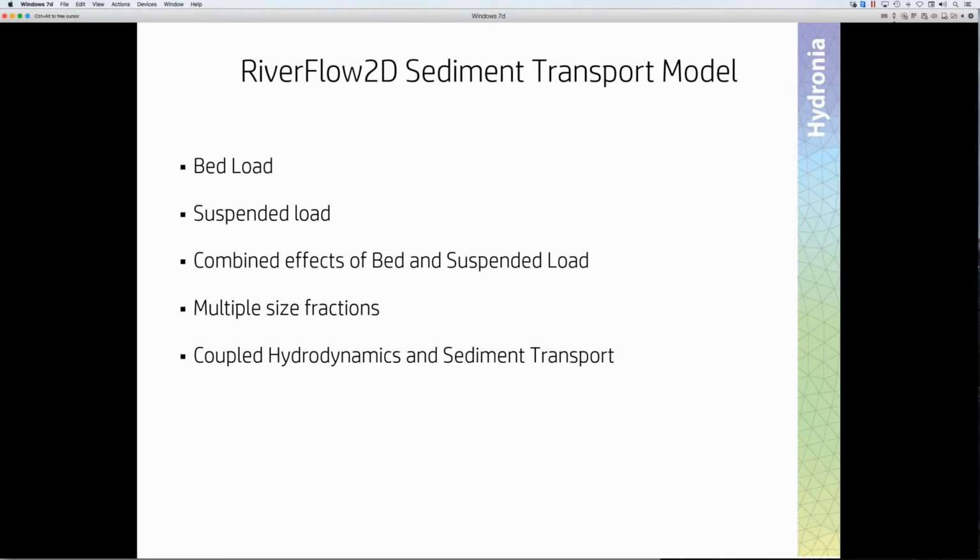The standard model normally is coupled, so the hydrodynamics and sediment transport run simultaneously, and there is an uncoupled option under testing, which means that the hydrodynamics doesn't need to be computed every time step. Because it does not depend so much on how you change the bed, that's an option for long-term simulations that run much faster than the coupled version. And it will probably be released in the next year.